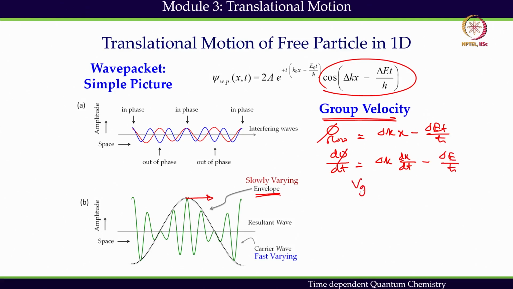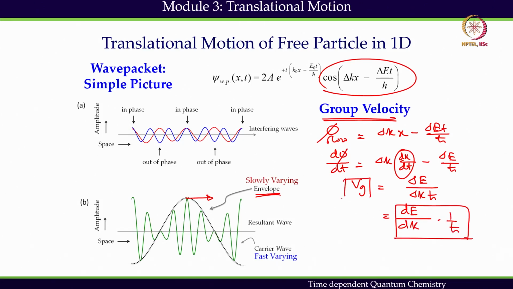Or Vg, the group velocity, is going to be delta E by delta k h cut. If I take the infinitesimal variation, then I can write the same equation in derivative form, dE/dk times 1 by h cut. This is the group velocity represented by this equation.